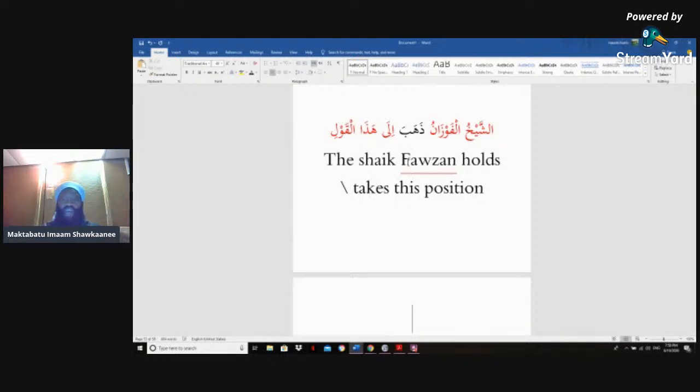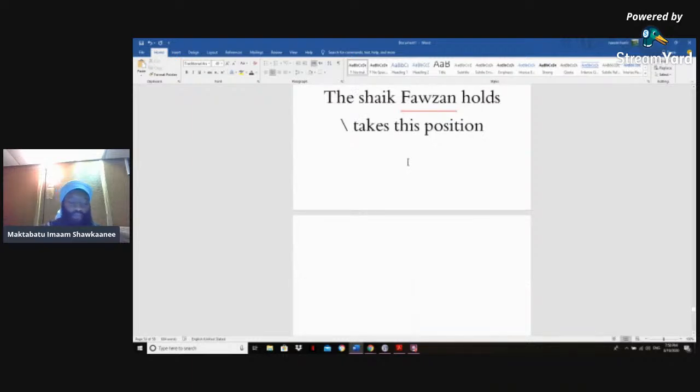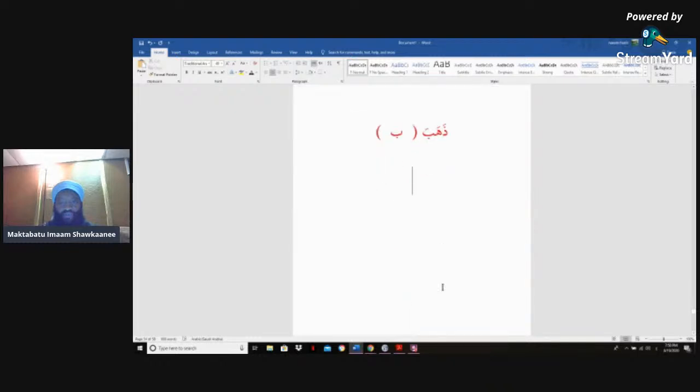طيب. So now ذهب comes with the ba. It changes slightly. So now ذهب means to go. The ba is with. So it can mean to go with or to take, depending on how you translate it.